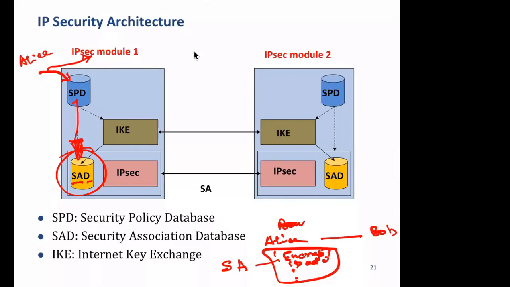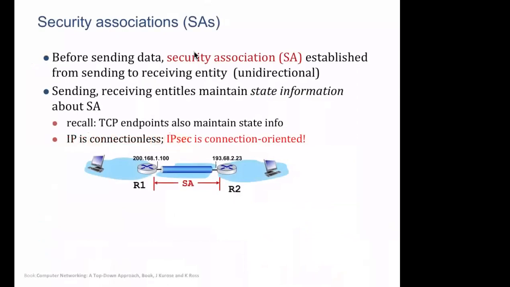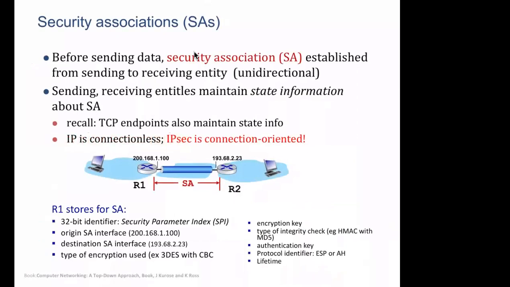So the SPD is nothing but the security policy database, which will look at a packet coming from Alice and say what is to be done, whether a particular security association is to be used with Bob, or if the message is going to somebody else, then don't use IPSec. All right. So the security association we have seen may contain a lot of information like this.